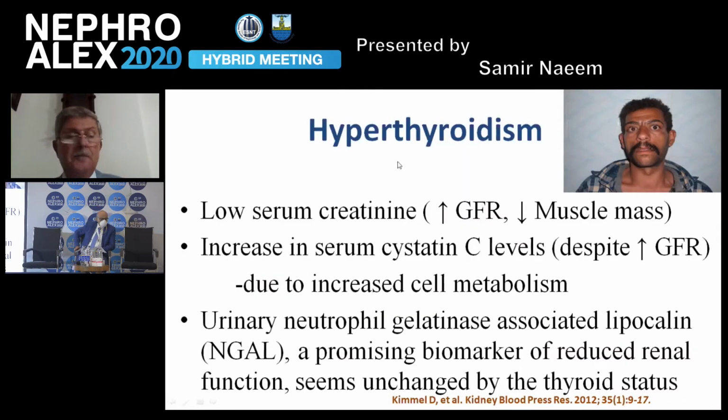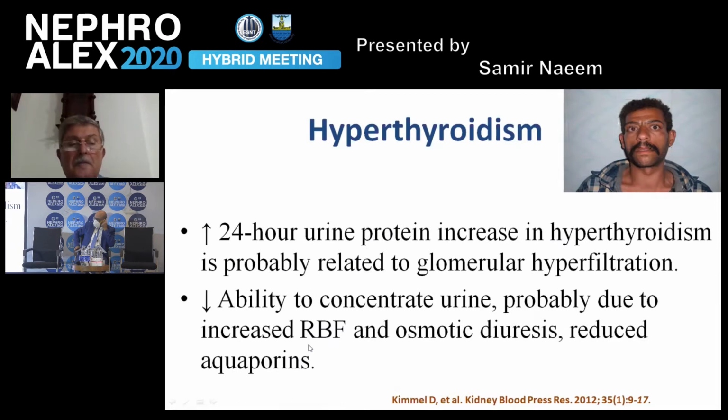So in hyperthyroidism, normally you can get low serum creatinine due to low muscle mass and increased GFR, while serum cystatin, which is now being used as a marker for kidney function, is increased in these patients due to increased cell metabolism. So it's better in these patients to use NGAL, which is a promising new biomarker for reduced renal function. It seems unchanged by the thyroid status. So in this patient, if you want to follow the kidney, better to use the new biomarker.